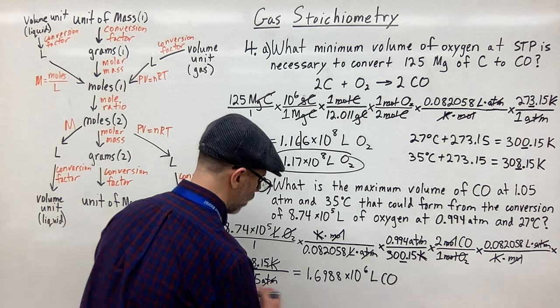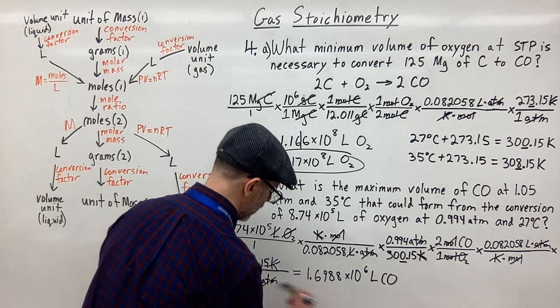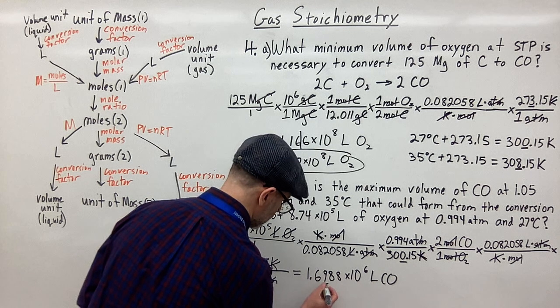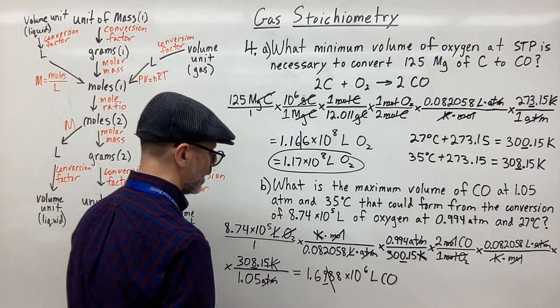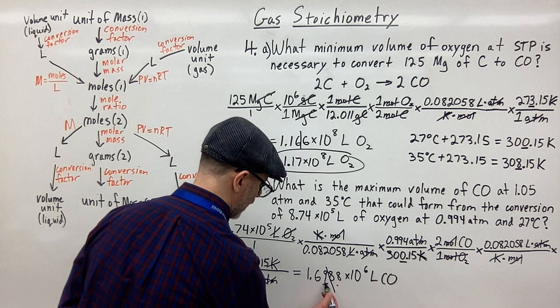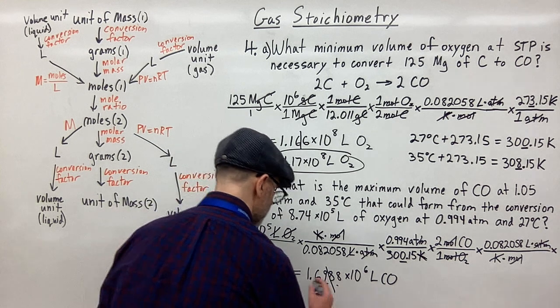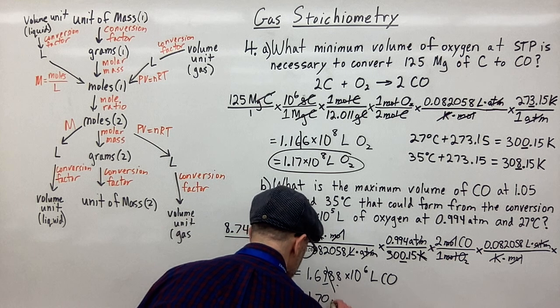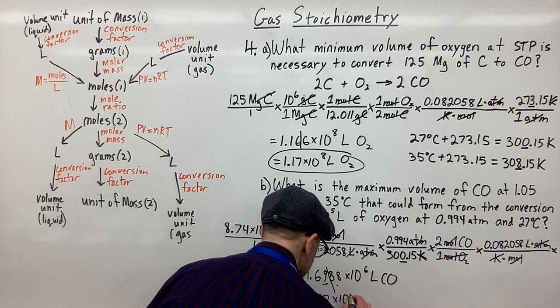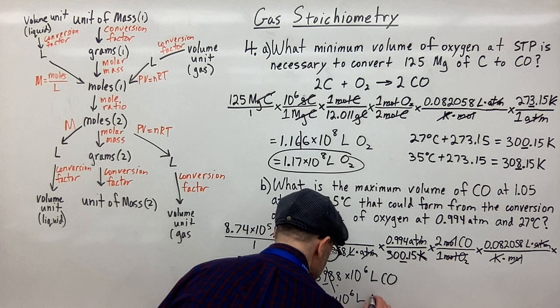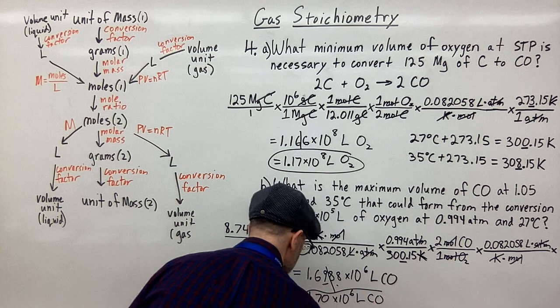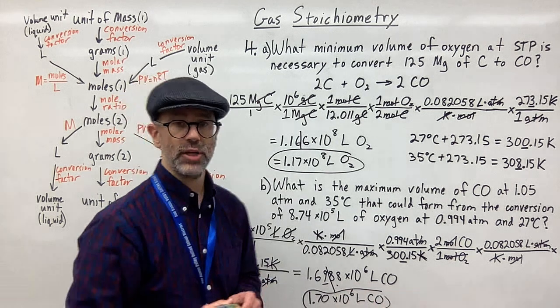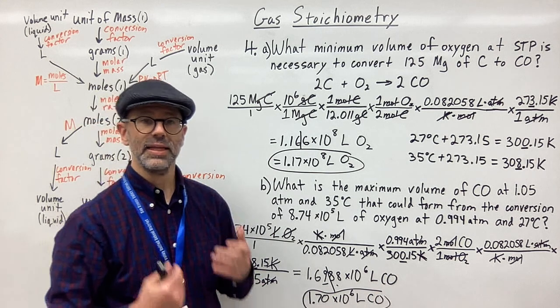So we're going to count 1, 2, 3. So the 9 is last. Cut everything else off. And so this is an 8. So we're going to have to round that 9 to 10, which means that the 6 gets rounded to a 7. So 1.70 times 10 to the 6 liters of carbon monoxide. And so that, ladies and gentlemen, is the answer.